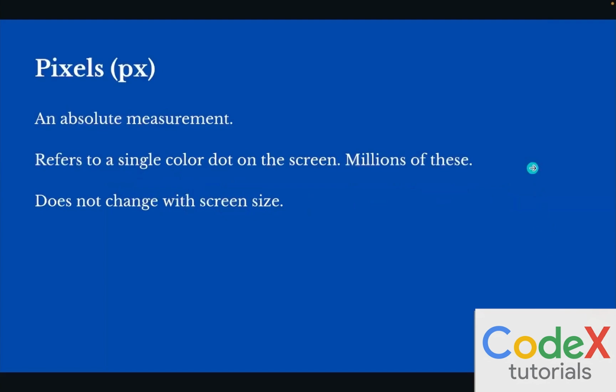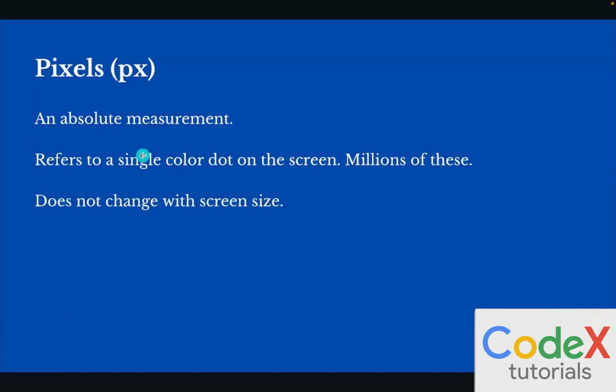Now, the first measurement unit is called pixels, and you might have already seen that I was using pixels for measurements in some of the previous CSS videos. Pixels are basically an absolute measurement, which essentially means that the value of the pixels does not change with the change of the screen size. So no matter if you are viewing your website on a tablet or a laptop or maybe a mobile phone, the value of pixels is always going to be absolute.